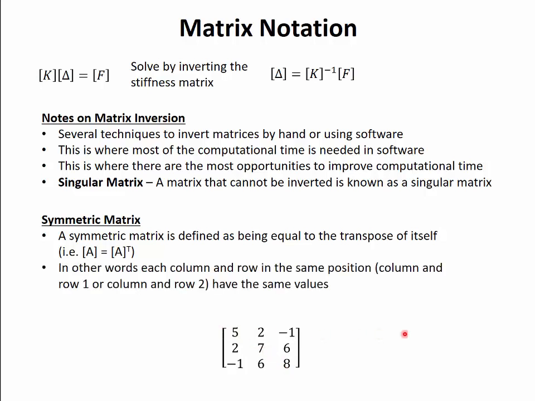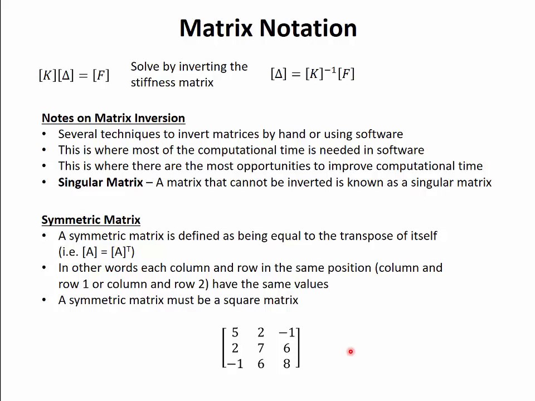And that's basically what I said. Each column and row in the same position, column and row 1 or column and row 2, all have the same values. Okay, so that's a symmetric matrix. Those are some of the terminologies we'll be using throughout the course. Oh yes, one other thing. Obviously, if it's symmetric, if the columns and rows are the same, it must be a square matrix. Otherwise, it can't be symmetric.